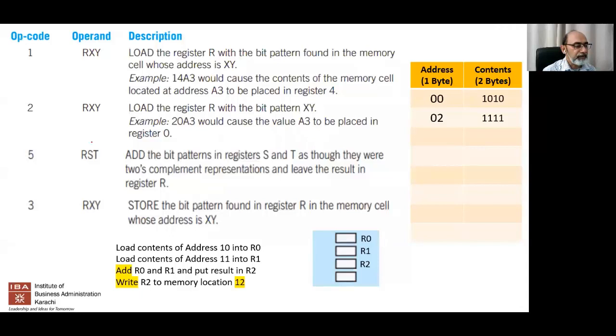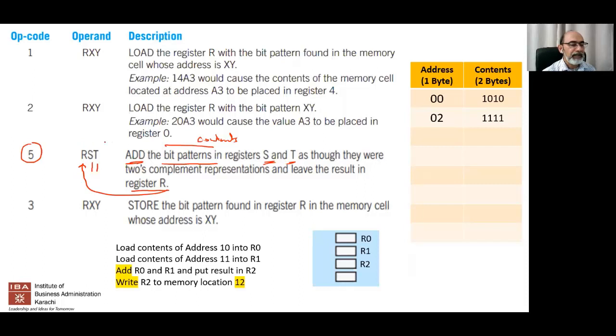So here are further instructions that I'm picking up from Appendix C. This is opcode number 5. And opcode 5 says to do an addition, adding the bit patterns in registers S and T, taking them as though they were 2's complement, and leaving the result in register R. So it's going to put the result in register R. Load the bit patterns in registers S and T, which basically means load the contents of registers S and T, forget about the 2's complement for right now, and simply leave the result in register R.